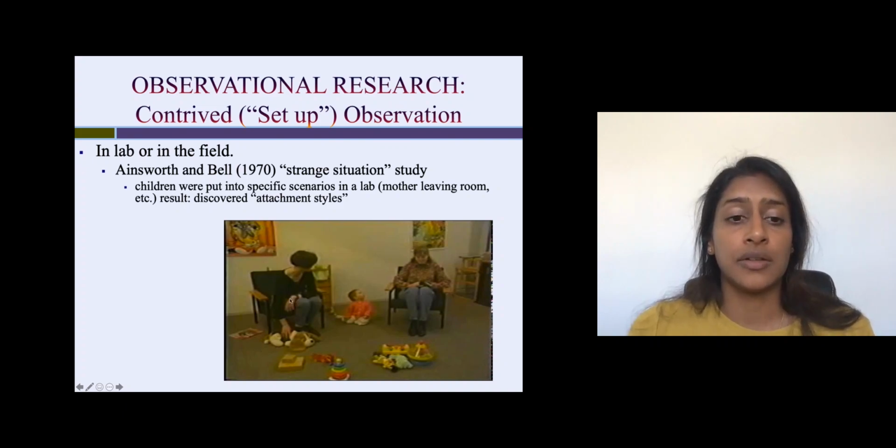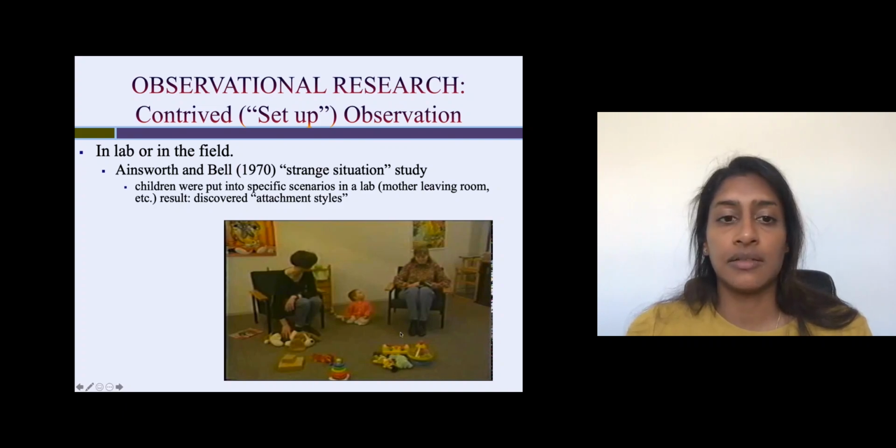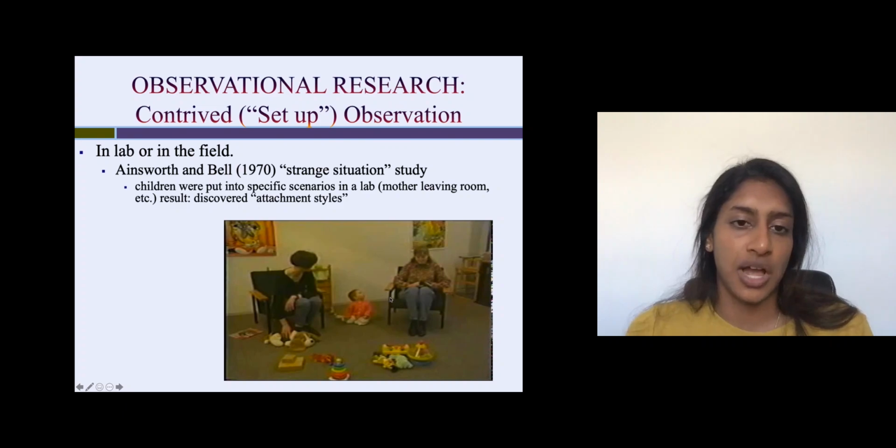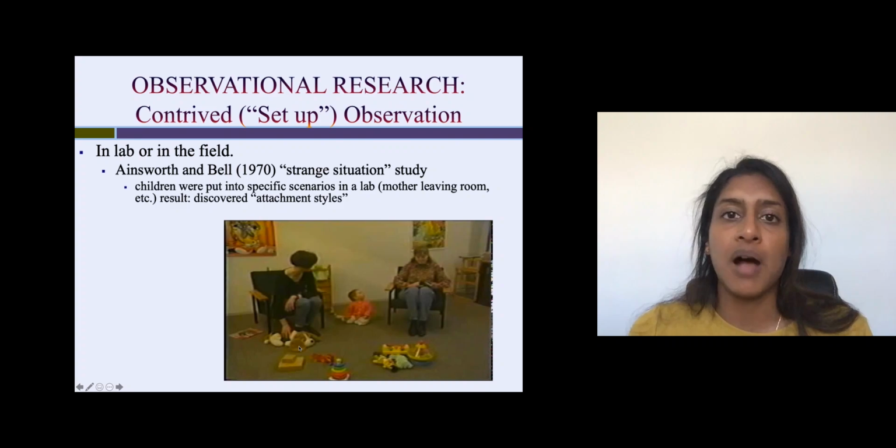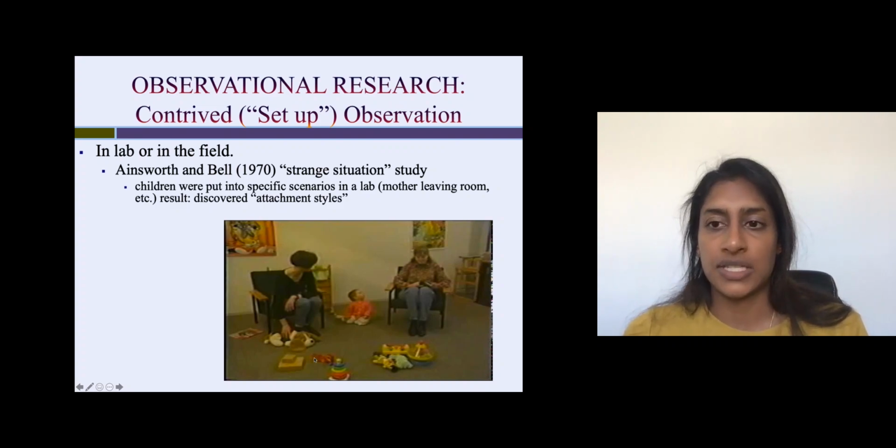Mom comes into the lab with the kid. They're hanging out, they're playing. Stranger comes into the lab. Mom gets up and leaves, and then the stranger attempts to interact with the child. Then the parent comes back into the room, and the researcher observes how child and mother are now interacting with one another, taking a look at those attachment styles.